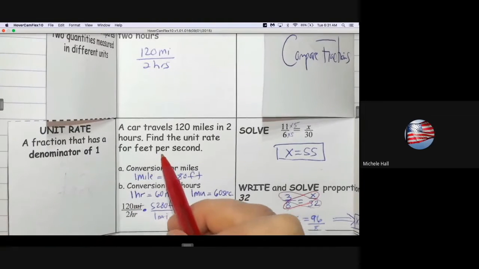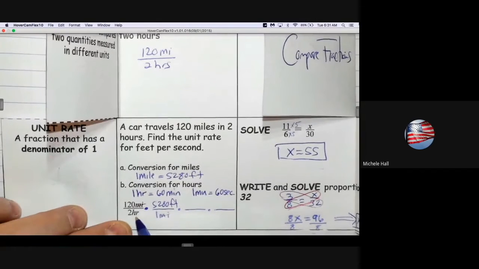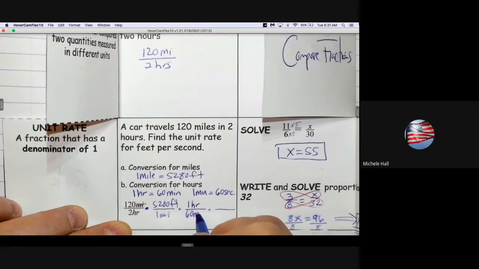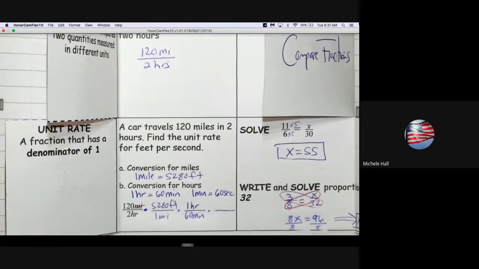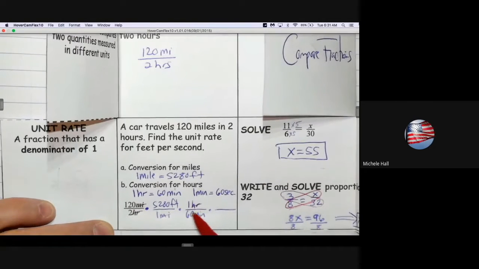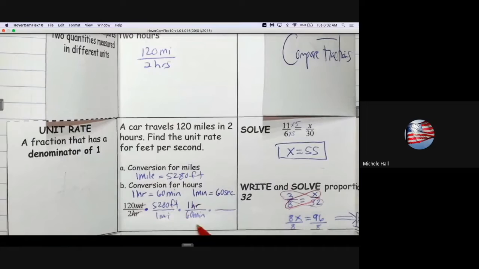Feet, now I need per second. I have 2 more conversions. Here is hours. Therefore, I'm going to have to put an hour in the numerator to cancel with the denominator. So 1 hour goes in the numerator and 60 minutes goes in the denominator. I can cancel hour for hour. And now I have in the numerator feet per minute. 1 more step and we'll have feet per second.